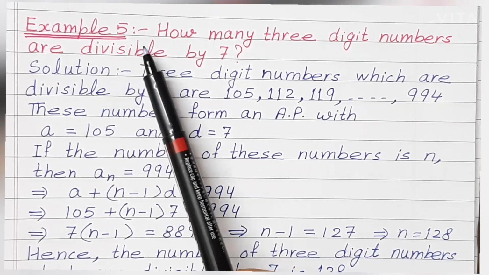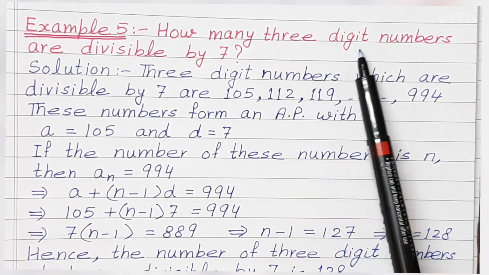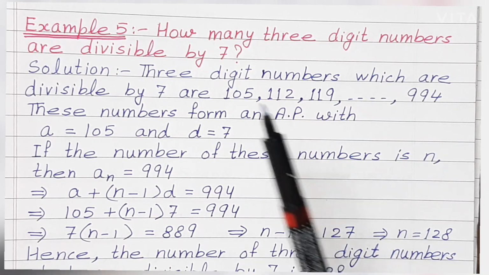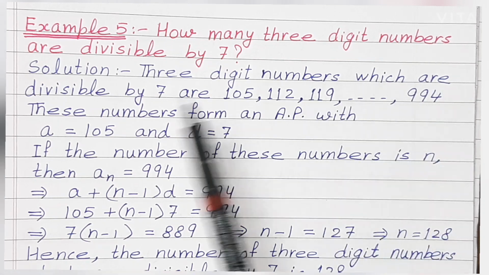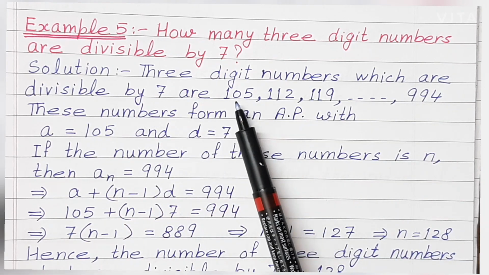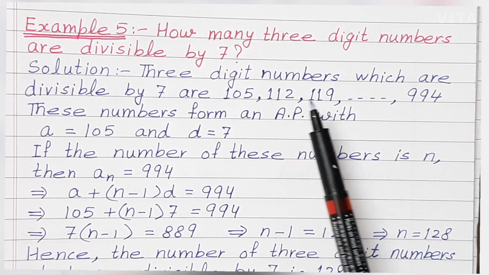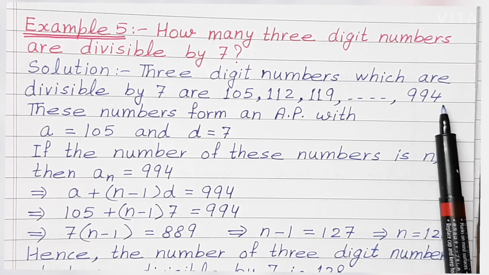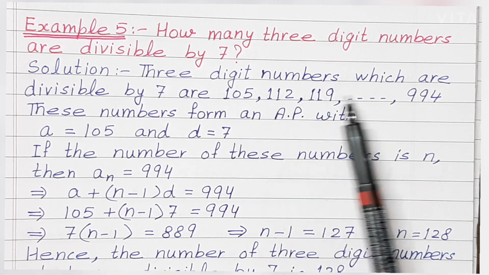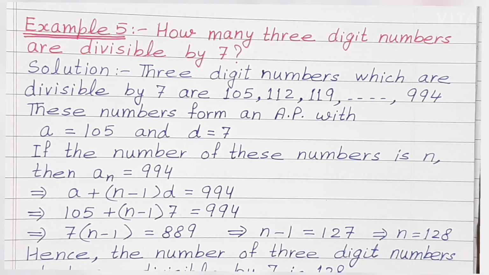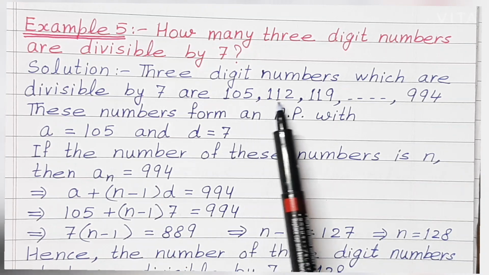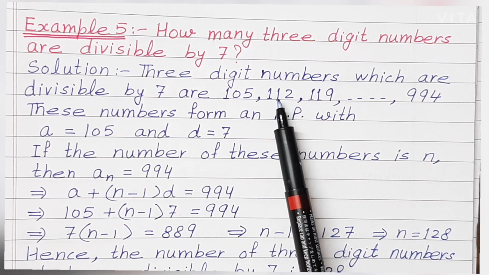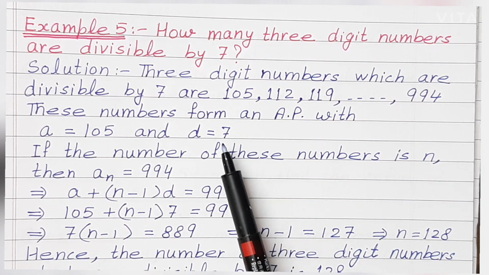Now the next example is, how many 3-digit numbers are divisible by 7? So let us write the 3-digit numbers which are divisible by 7. That is 105, 112, 119 and the last 3-digit number is 994. Now we need to check the total numbers. So for that, now we can see it is in AP. Here A is 105, D is 112 minus 105, that is 7.